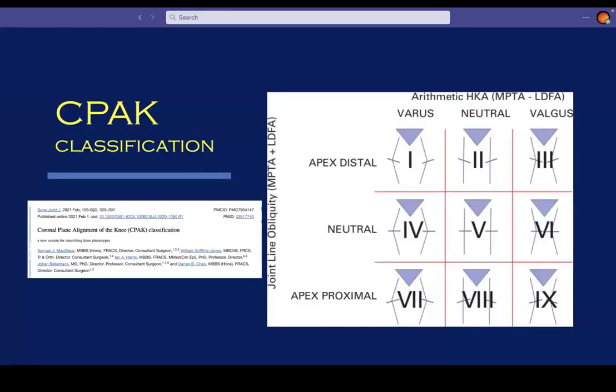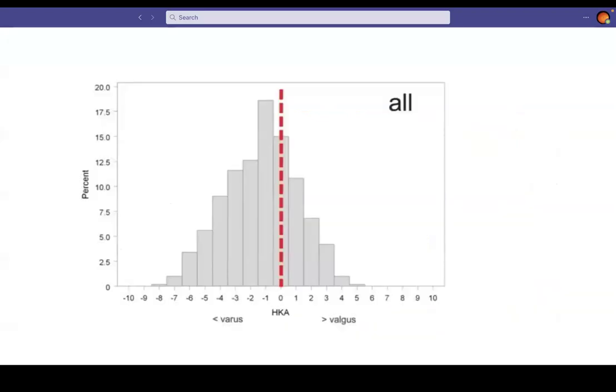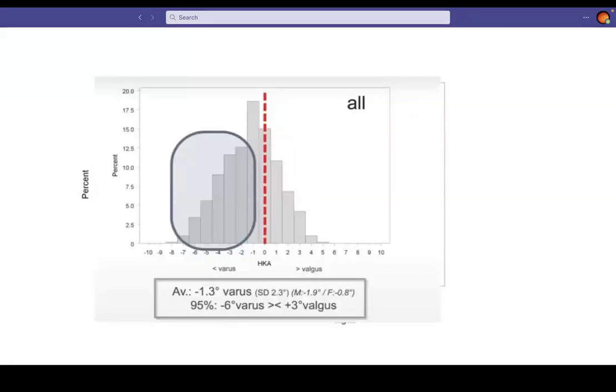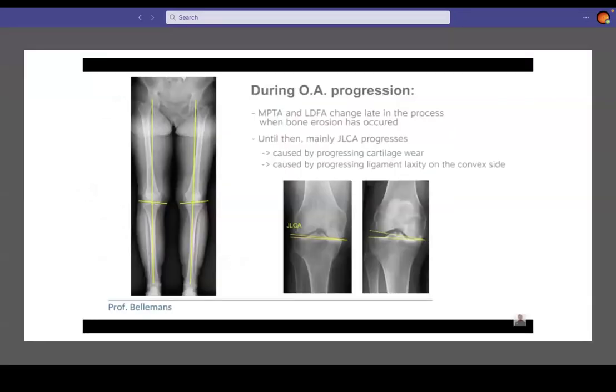So moving forward to the CPAC classification. The CPAC classification was introduced in 2021 by the MacDessi group. It was from the same group which discussed the concept of the constitutional varus. They found that the average alignment in the healthy population is about 1.3 degrees varus with a standard deviation of 2.3, and 95% of the studied population had an alignment between 6 degrees varus and 3 degrees valgus. And according to them, during OA progression, the MBTA and LDFA change late in the process, when bone erosion has occurred. Until then, the joint line convergence angle progresses, and it causes progressive cartilage wear and progressive ligament laxity on the convex side.